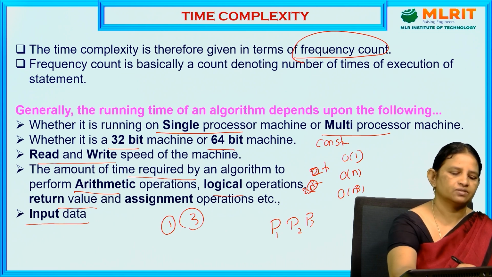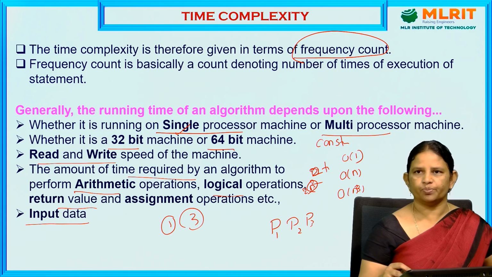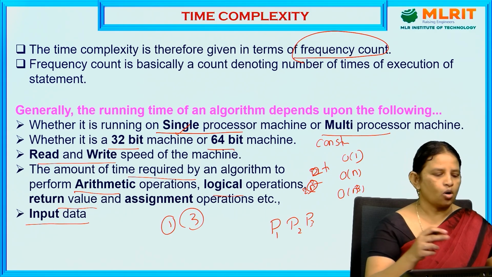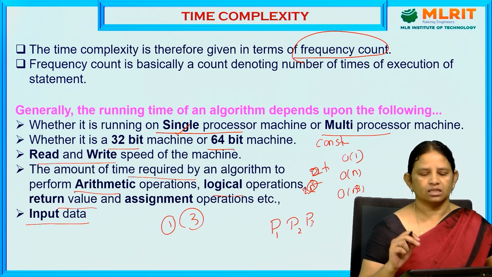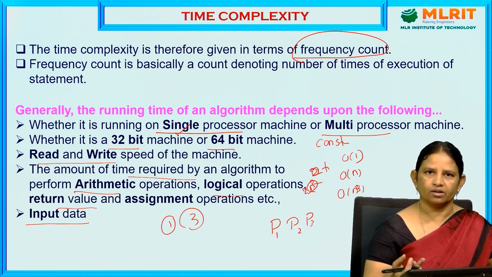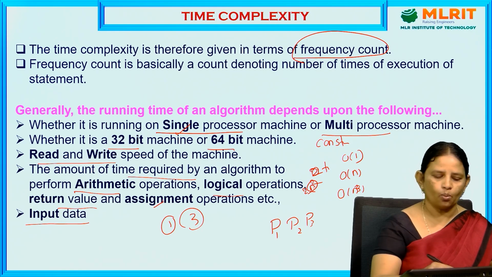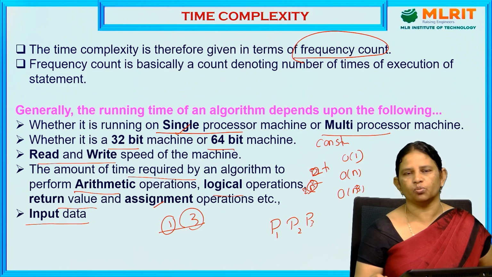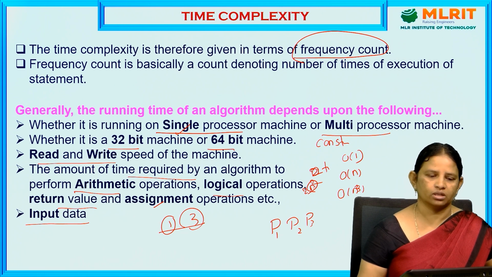So the first one is whether it is running on a single processor or multi-processor, a 32-bit machine or a 64-bit machine. How many values you are reading, and what is the speed of read as well as write. The third one is how much time is taken for arithmetic operators, logical operators and assignment operators. Then how many values we are reading from the keyboard. All these are the important parameters we need to consider for measuring the time complexity of an algorithm. One of the most important methods is frequency count. Let us look at some examples.